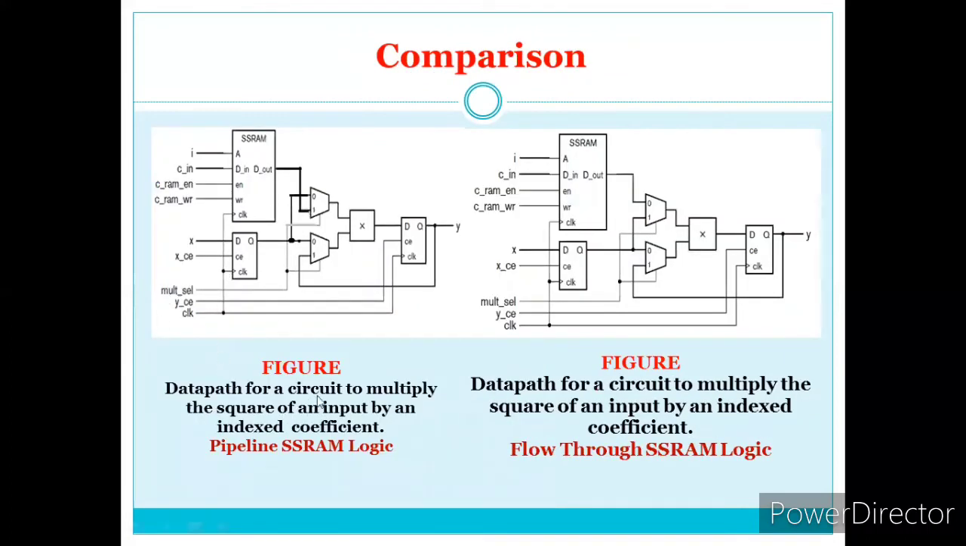So this is the new modified diagram of a pipeline SSRAM, and this is the flow through diagram. If you observe in the flow through diagram, X was connected to 1, whereas here X is connected to 0, and RAM was connected to 0 and now RAM is connected to 1. This change is making this circuit a pipeline SSRAM, whereas the previous one we had designed was a flow through SSRAM.